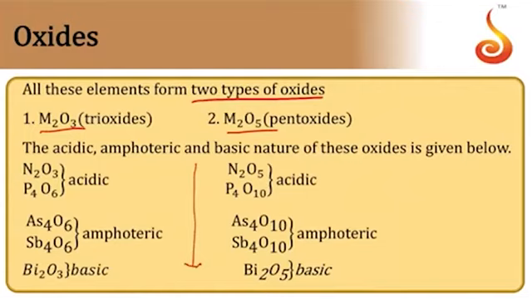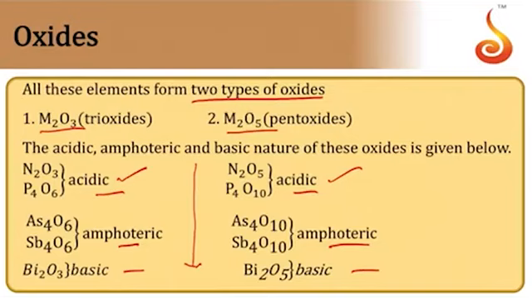So the first two are acidic in nature, that is both trioxides and pentoxides. The next two are amphoteric in nature, and the last is basic in nature. That is to say, as the metallic properties increase down the group, the oxide properties change from acidic to basic. So the first two are acidic oxides, the next two are amphoteric oxides, and the last one is basic in nature.